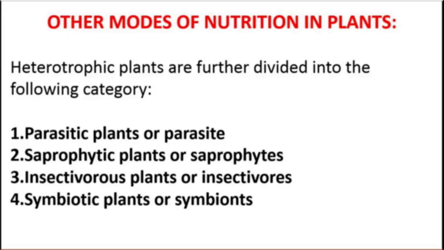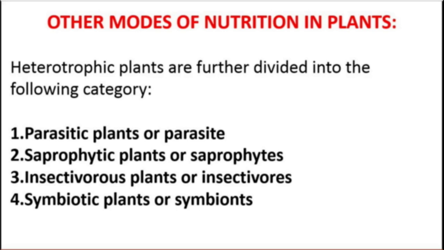Okay, let's move on to the first slide. There are certain plants which cannot synthesize their own food as they do not have chlorophyll. These plants depend on other plants for food and they are called heterotrophs. So they exhibit a heterotrophic mode of nutrition. Right? Now heterotrophic plants are further divided into the following types.